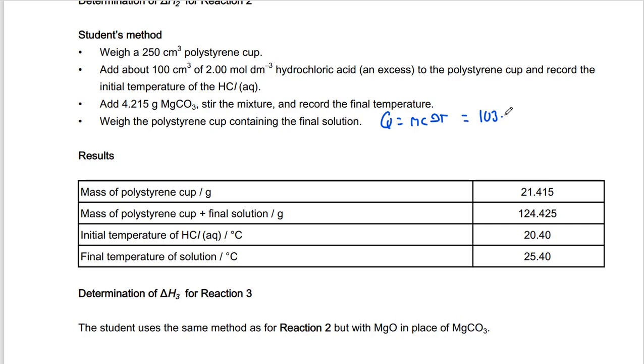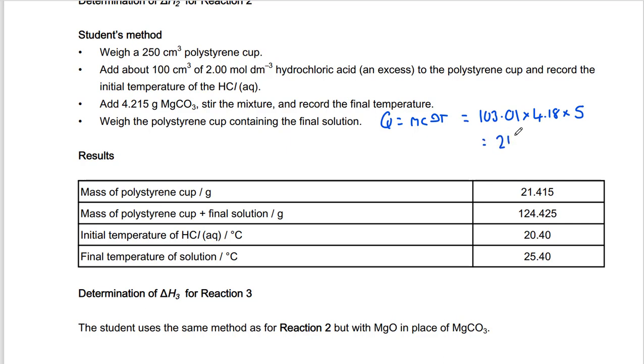103.01. Have I done that right? Yes, I have. Okay, 103.01. Heat capacity is always 4.18. Delta T is this position, so it's 25.40 minus 20.40, so that's quite nice, it's just 5. Slap all that in the calculator, and you get the big number, as you should.